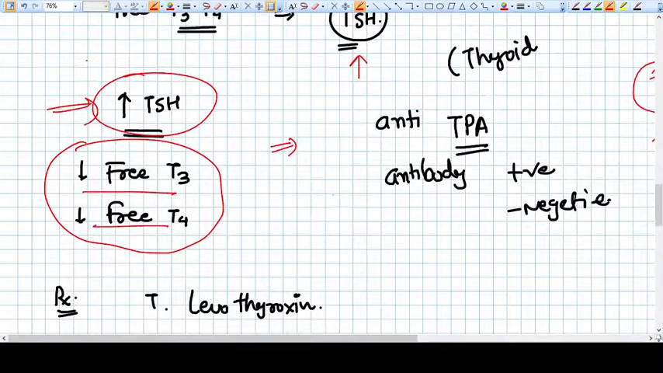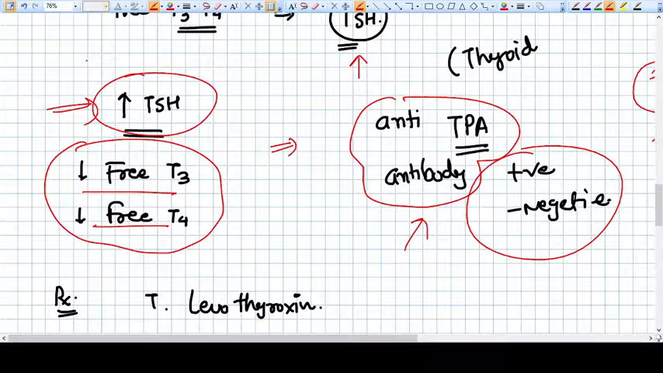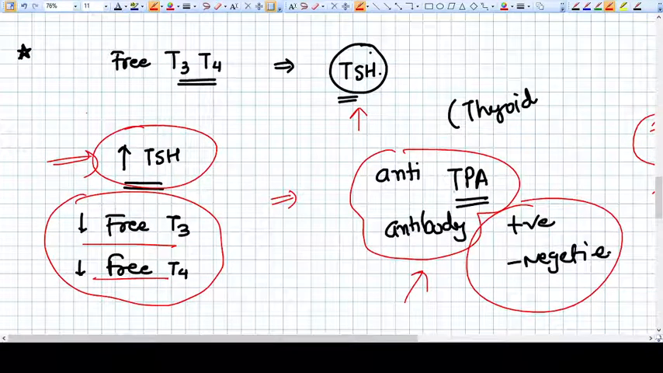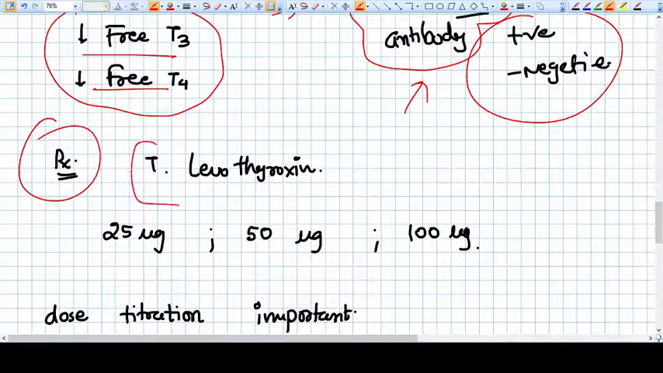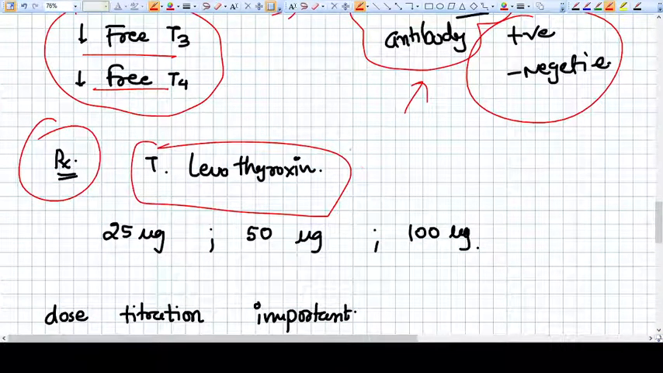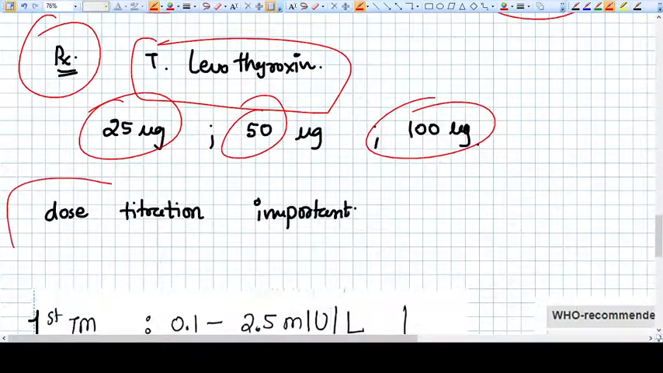Now, to rule out Hashimoto's thyroiditis, the autoimmune disorder, you also go for one more investigation, anti-thyroid peroxidase antibodies, anti-TPO, which may be positive or negative. With all these findings, once the diagnosis of hypothyroidism is established, you can start the treatment. It's very easy. Levothyroxine is routinely available. The tablet doses are 25 microgram, 50 microgram, 100 microgram, like that. You need to do a dose titration.